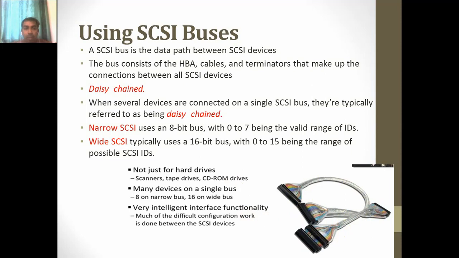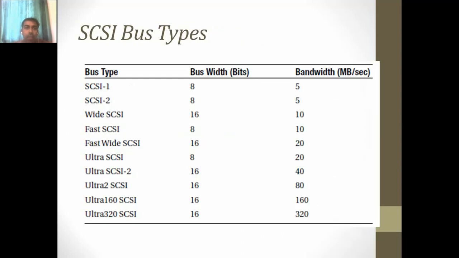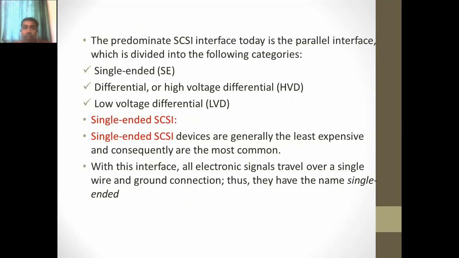Several devices are connected on a single SCSI bus, and narrow SCSI uses an 8-bit bus while wide SCSI uses a 16-bit bus, and these are the types. Here we have different SCSI bus types, with their width given in bits and the bandwidth they can uphold.